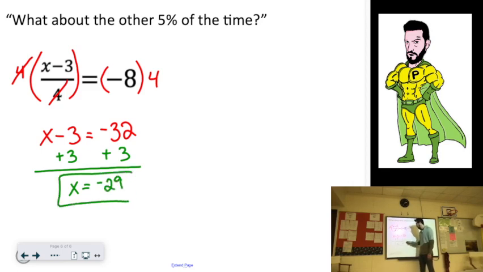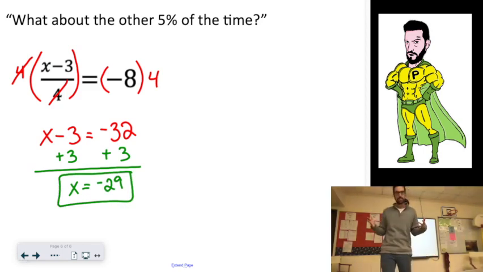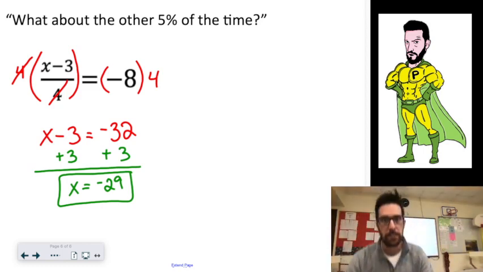So, I hope you feel pretty comfortable with solving two-step equations, but just like everything, you gotta practice it to get better at it. So do some practicing and see how you do, okay?